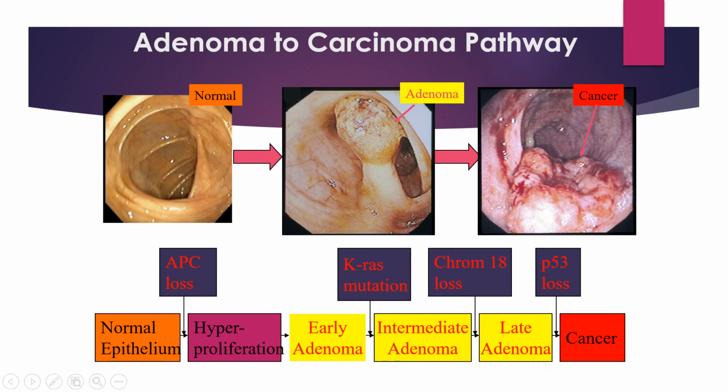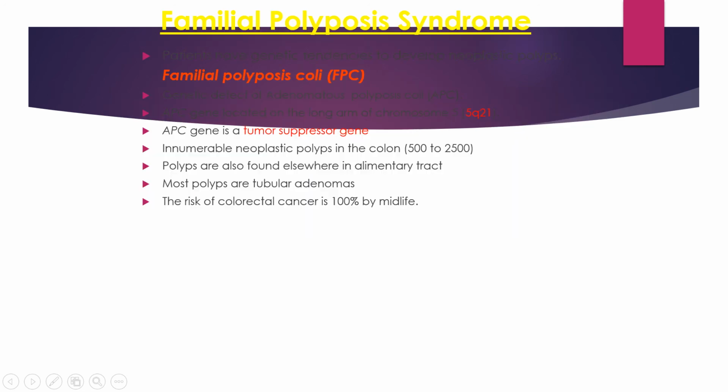So this is the adenoma to carcinoma pathway: normal, adenoma, and carcinoma. These are the different genetic pathways of carcinoma progression: APC loss, KRAS mutation, chromosome 18 loss, and P53 loss. Familial polyposis syndrome.